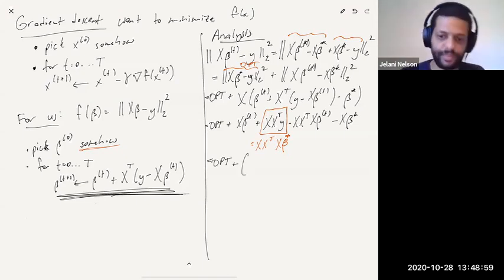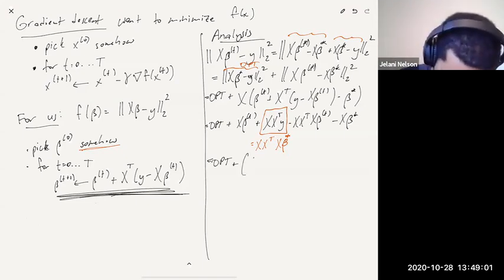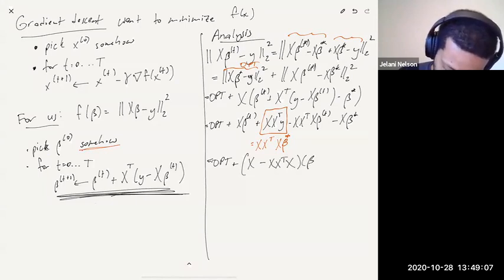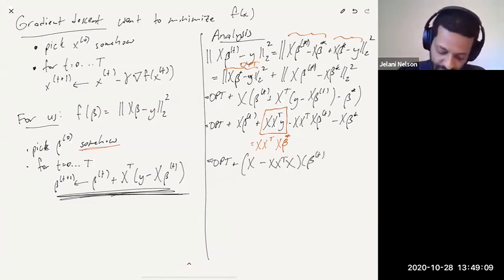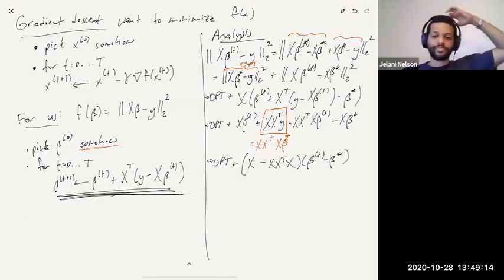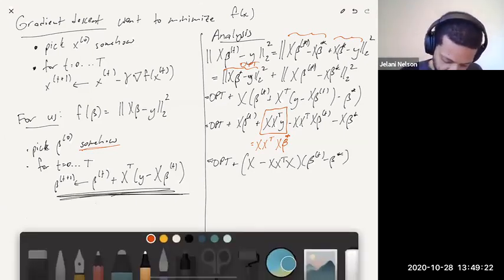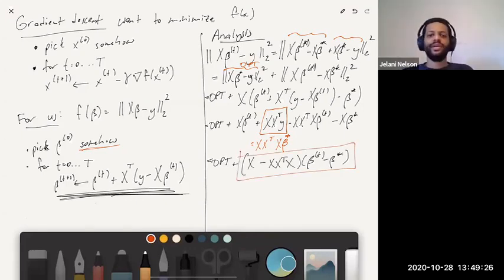Let me write it like this. X minus X X transpose X, looks like a mouthful, beta T minus beta star. Okay. And now here's what I want to say. Let's focus our attention on just this part.